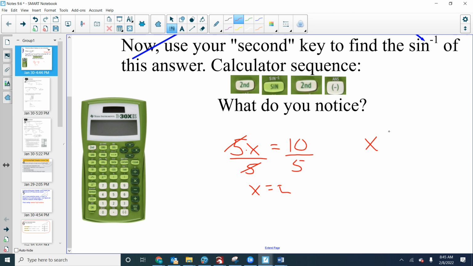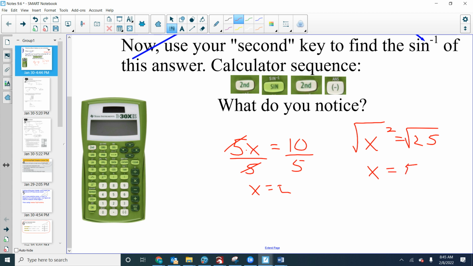What about x squared equals 25? I'm not going to divide by anything here because there's no multiplication that I need to undo. What process do I need to undo? Squaring. What's the inverse operation of squaring? Square rooting. By definition.